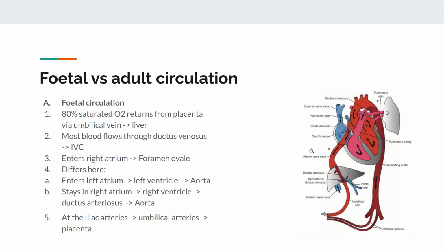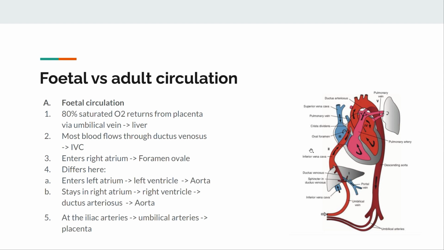So from here, this is where it differs. Most of the blood goes from the right atrium straight through the foramen ovale into the left atrium. And obviously from the left atrium, it enters the left ventricle and then the aorta. But as I mentioned, some of it stays in the right atrium and mixes with the deoxygenated blood coming from the superior vena cava. And it goes from here into the right ventricle, into the pulmonary artery and the pulmonary trunk. And then most of it actually goes through another duct called the ductus arteriosus.